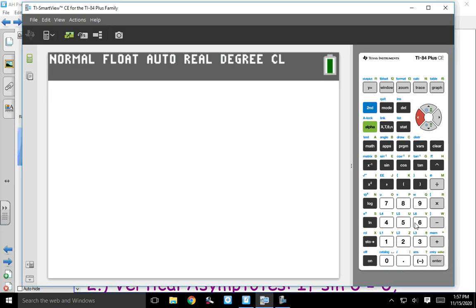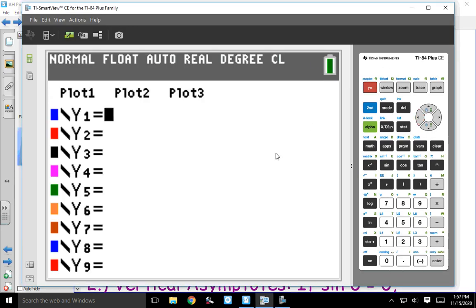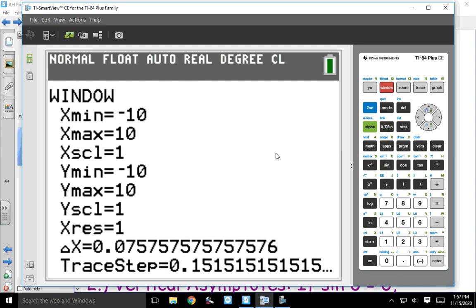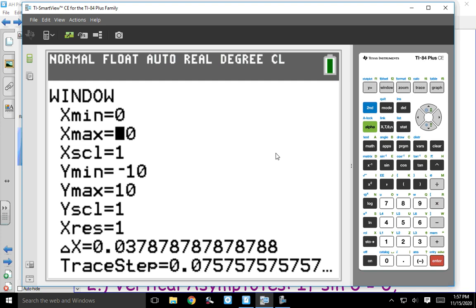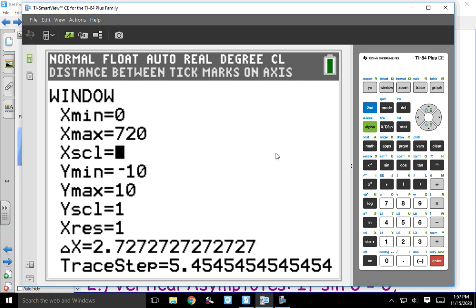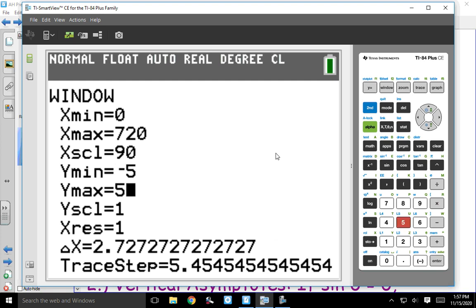All right, so go ahead and grab your calculator and let's start with cosecant here. That was example 1, but let's graph 1 over the sine of theta, or sine of x. For our window, let's change that to the same window we were working with there. We went from 0 to 720, and I guess a scale of 90 should be fine there. And then for our y's, we went from -5 to 5 in our sketch that we were looking at. So let's do that same thing here. Go ahead and graph that.